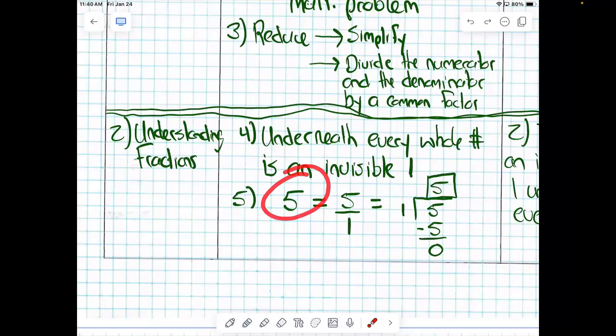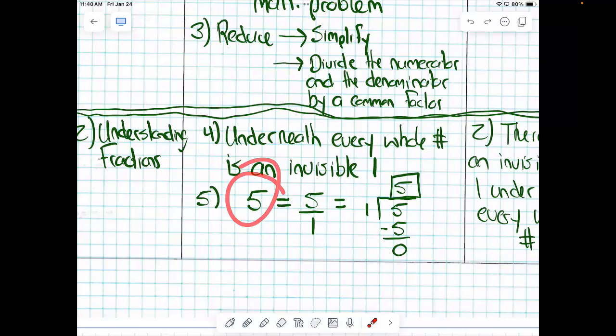Okay, here's my number 5. How do I turn a whole number like 5 into a fraction? Make the invisible one. You draw a fraction bar and an invisible 1, right? Which now is visible, right? Yes. So you just put that number over 1.